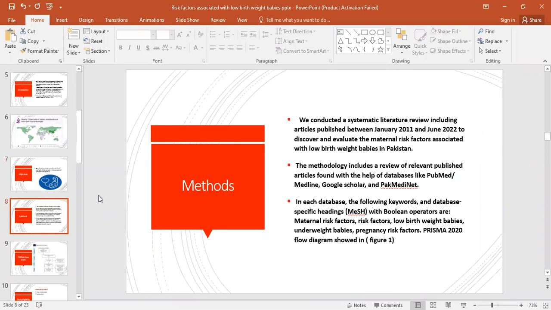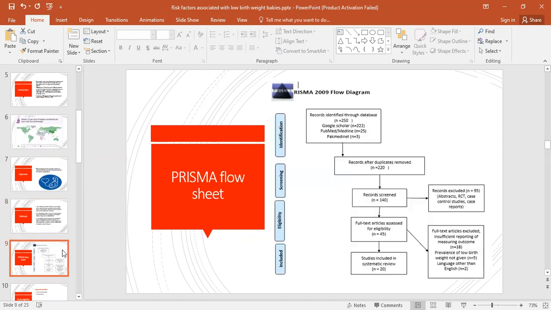The methodology includes a review of relevant published articles found with the help of databases like PubMed, Medline, Google Scholar, and PakMediNet. In each database, the following keywords and specific headings with Boolean operators were used, like maternal risk factor, low birth weight babies, underweight babies, pregnancy risk factor. And the PRISMA 2020 flow diagram is used, and it is also shown in my next slide.